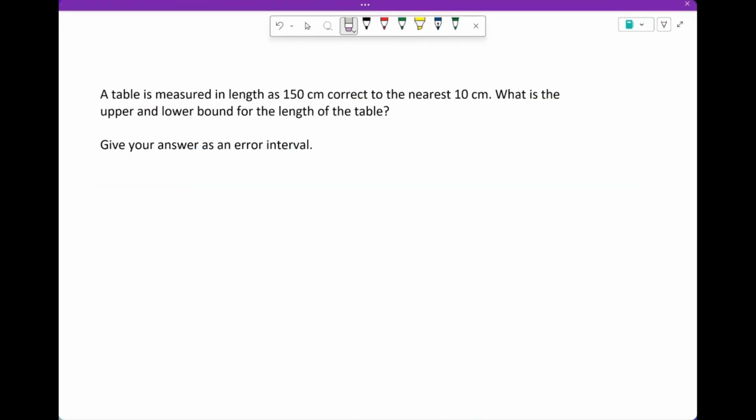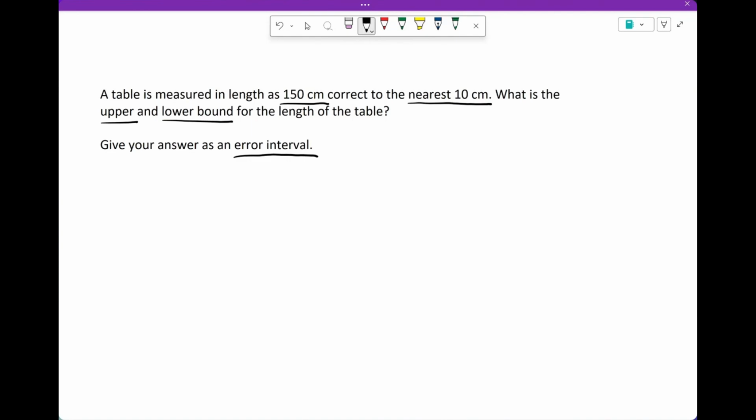So let's look at our question. It says a table is measured in length as 150 centimeters, and that is correct to the nearest 10 centimeters. Then it asks what is the upper and lower bound for the length of the table, and we need to give our answer as an error interval, but let's focus on the upper and lower bound first.